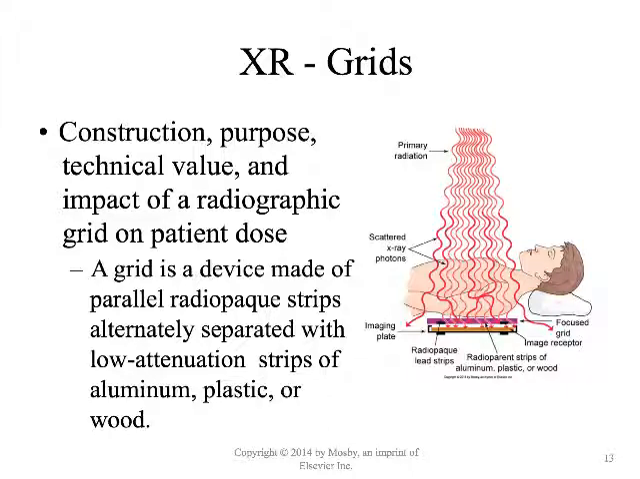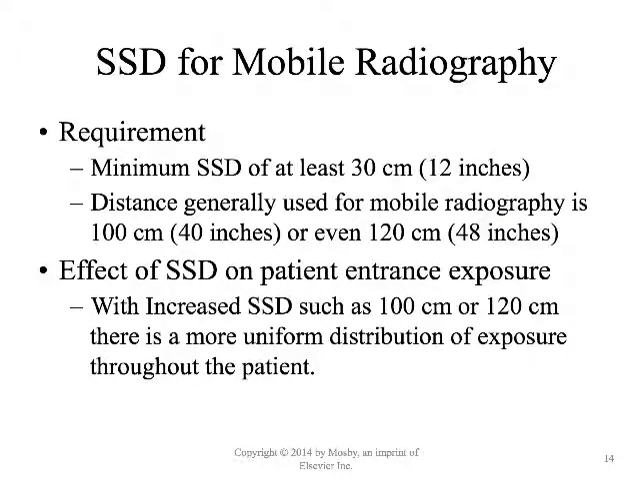Grids. Grids are good, and we'll talk more about them in image evaluation. They are used to improve subject contrast. So anytime a part is more than 10 centimeters thick, we will want to employ a grid, in order to reduce scatter radiation at the image receptor. The important thing to know about grids right now is anytime we use a grid, we are increasing patient dose. Because we are reducing the amount of scatter, we're going to have to increase patient dose. That's all you need to know about grids right now. If you're using a grid, you're increasing patient dose.